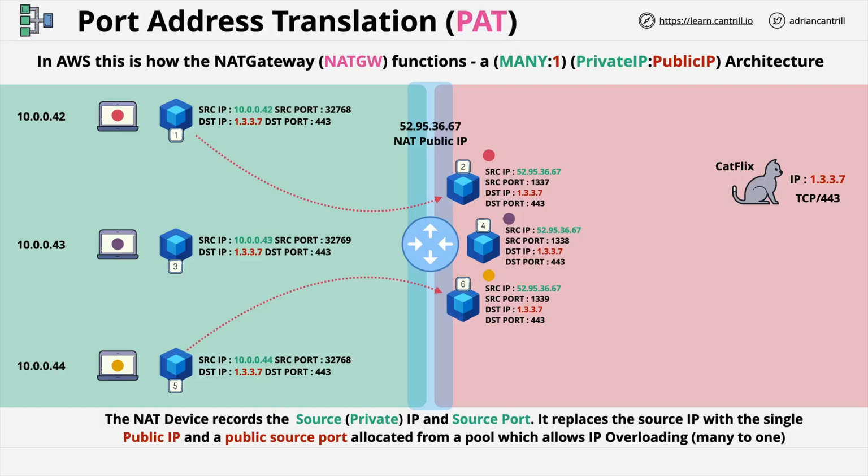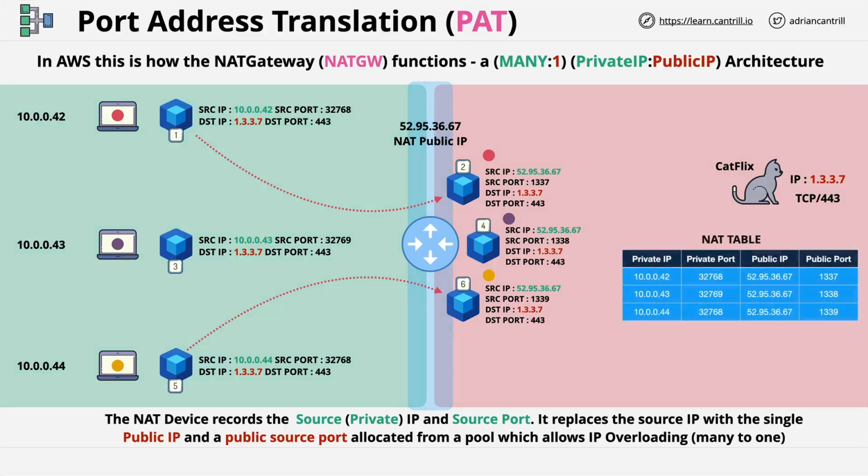Now normally the reason that only one device can use the same public IP is because these source ports are randomly assigned. If multiple devices communicate with the same destination service using the same destination port and they happen to use the same source port, then it will look like the same connection. What the NAT device is doing is creating a NAT table. The table is updated with the original private IP and private source port and the new source IP, which is the public IP address of the NAT device, and then the newly allocated public source port.